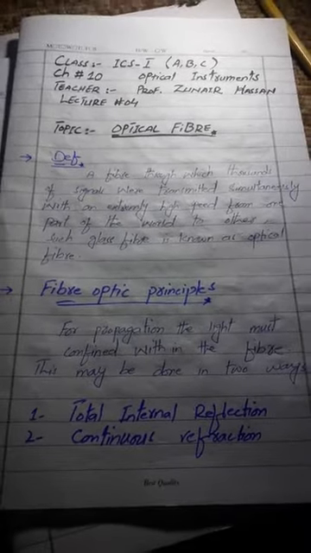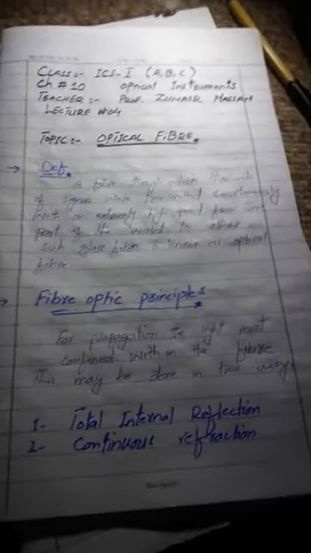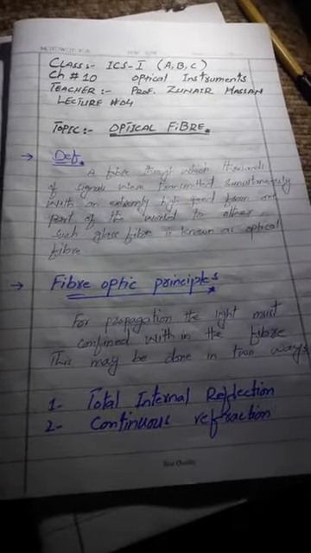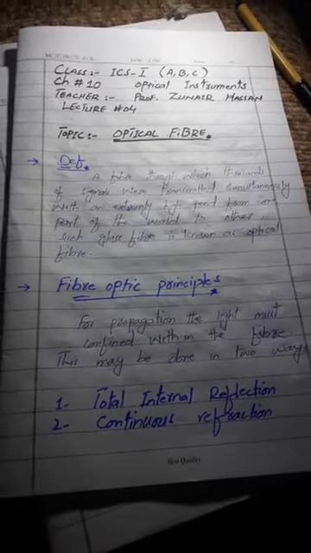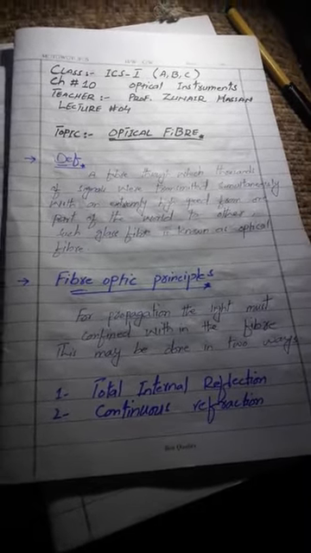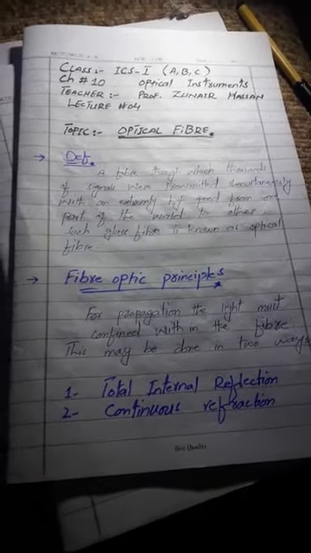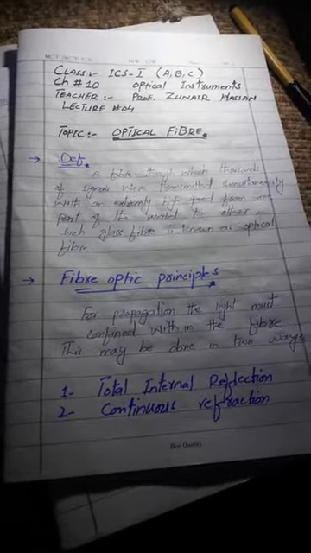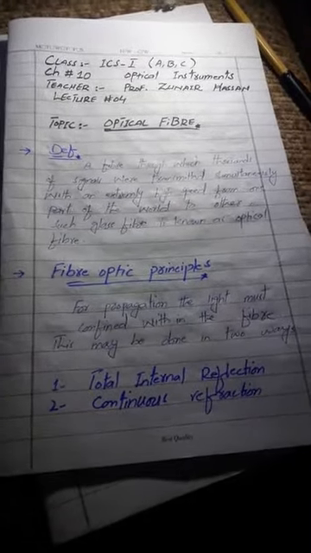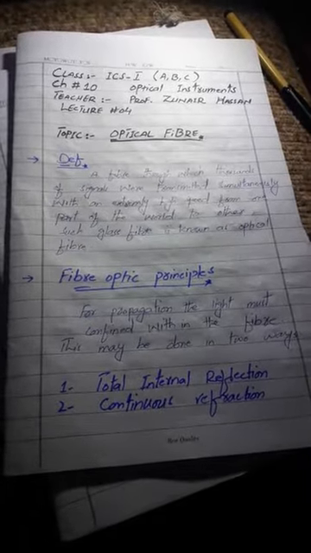Today we are going to have lecture number 4, chapter number 10, Optical Instruments, in which we are going to discuss the optical fiber. In previous lectures we have done the three optical instruments. The first one was the simple microscope, then the compound microscope, and the astronomical telescope, and today we are going to discuss the optical fiber.